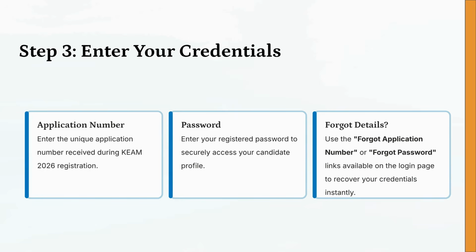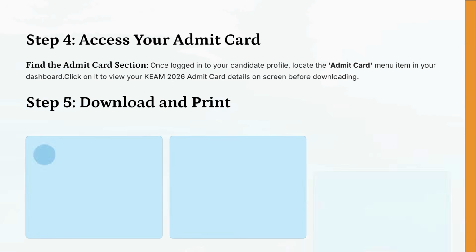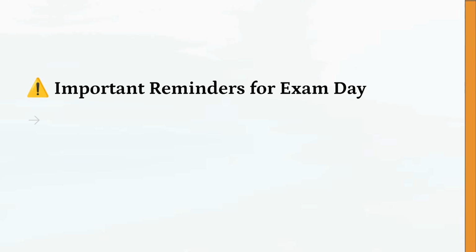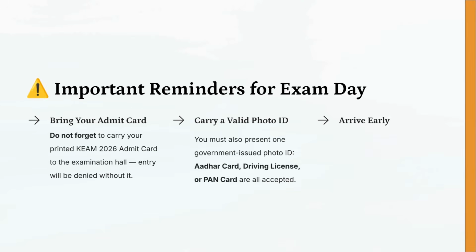Now you have opened the candidate portal, so enter your application number and password carefully. If you have forgotten your login details, don't worry, you can easily recover them using the forgot password or forgot application number options. Once you have logged in, go to your dashboard and find the admit card section. Click on it to view your KEAM 2026 admit card on the screen. Now you can download your admit card and save it as a PDF.